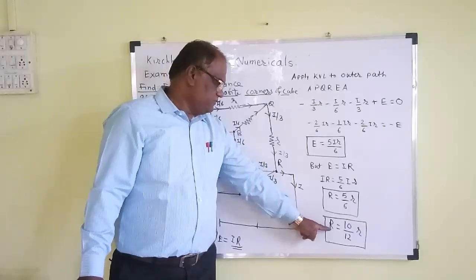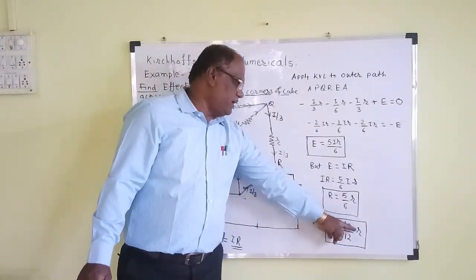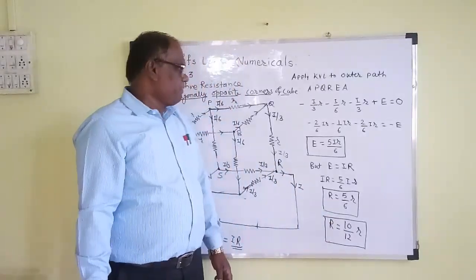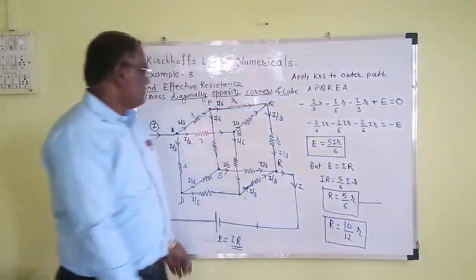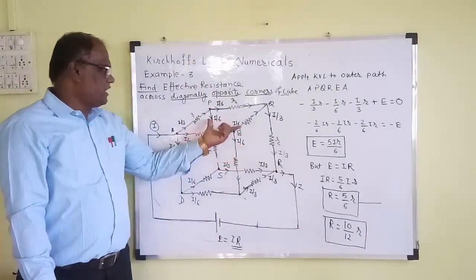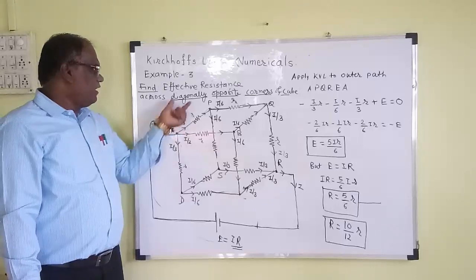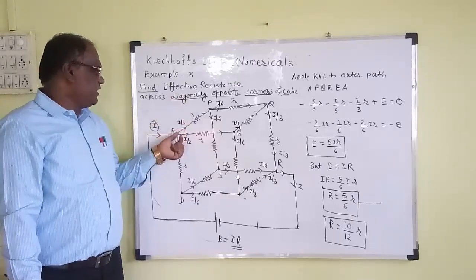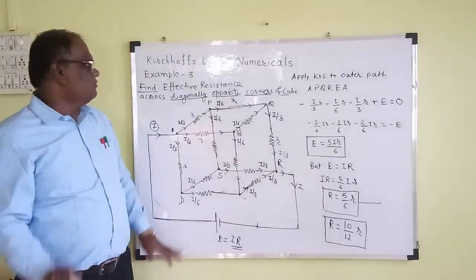Keep in mind, capital R just multiply divided by 2, you will get 10 by 12 R. By using this equation, now within a second you can find the value of effective resistance between diagonally opposite corners of the cube. See how.